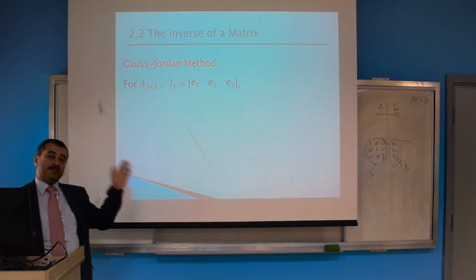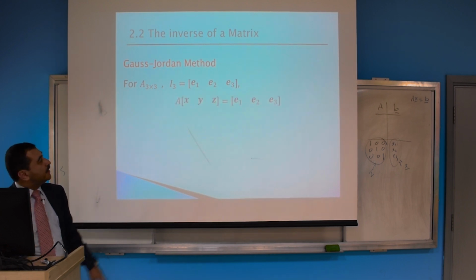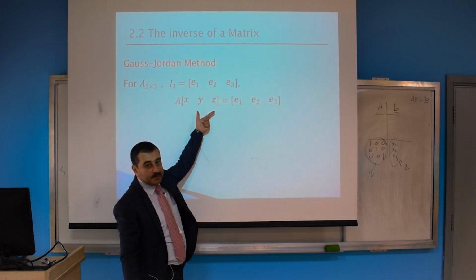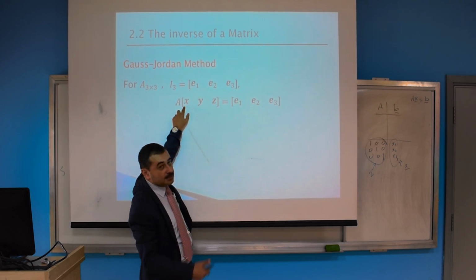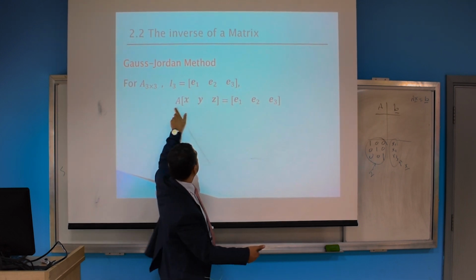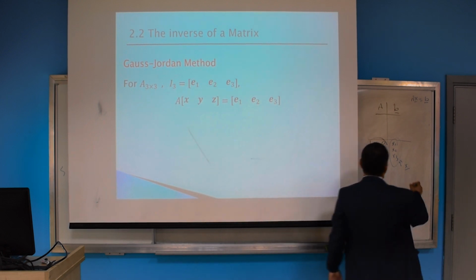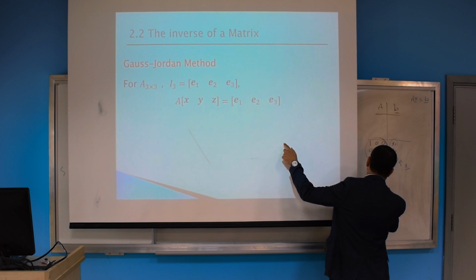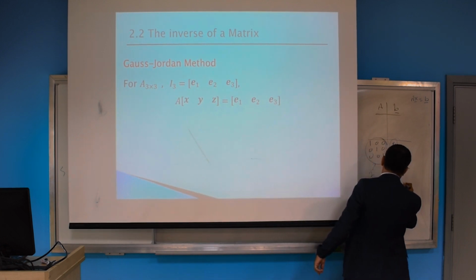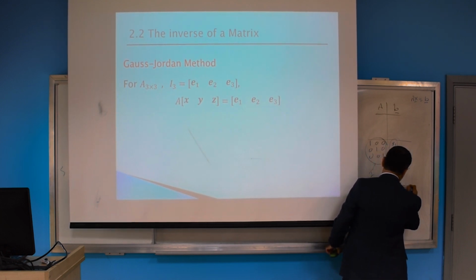Again, let's write the identity in columns, E1, E2, E3. And then assume this guy is the inverse, x, y, z. So you can say that Ax equal E1, Ay equal E2, Az equal E3. So actually I'm going to solve these equations: Ax equal E1, Ay equal E2, Az equal E3.